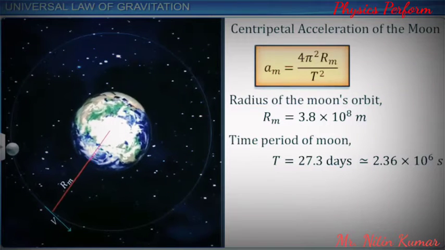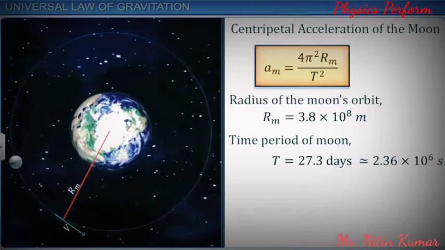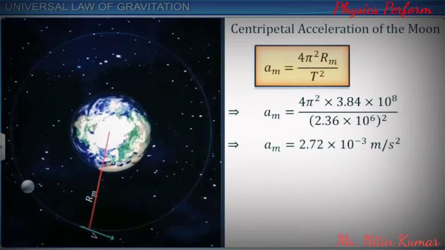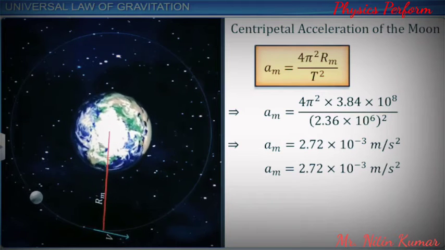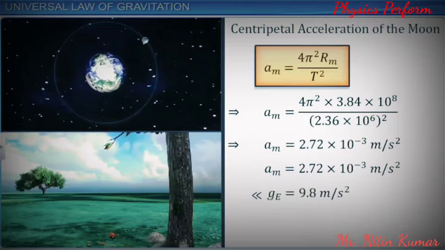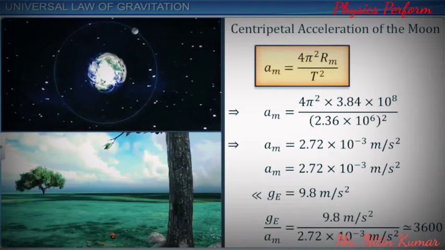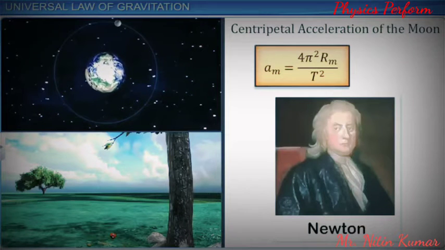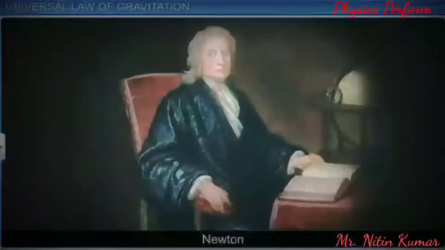Substituting the values of rm and t in the expression and simplifying, the acceleration of the moon obtained is much less than the acceleration of a freely falling body on the surface of the earth. From this observation, Newton concluded that the magnitude of the earth's gravitational force decreases with distance. Thus, based on the observations regarding forces, Newton proposed the universal law of gravitation.